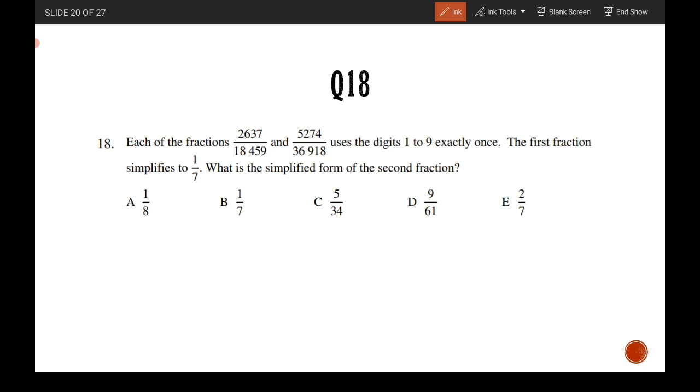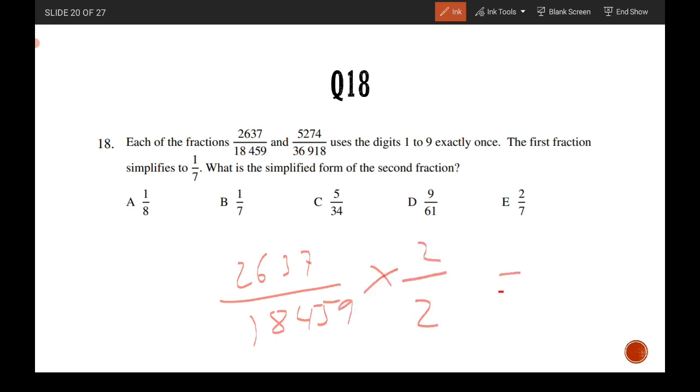It depends whether you're good at mental arithmetic, I suppose. 1 over 7 times 2 over 2 equals 5274 over 36918. Therefore the answer is just B. Hope you can see that the second fraction is just double the top and double the bottom, therefore it's the same answer.